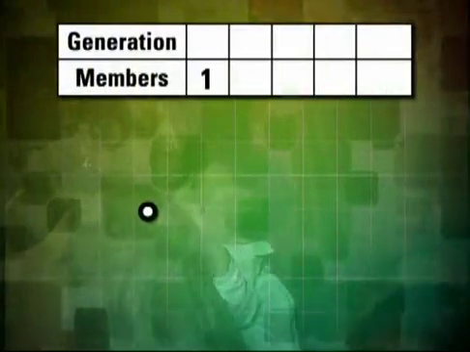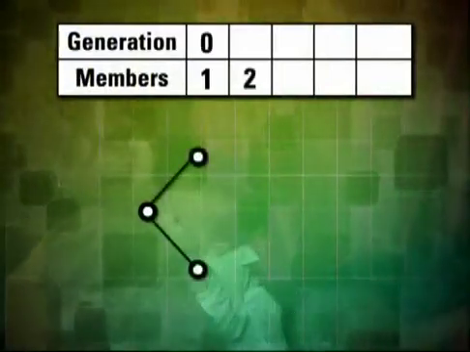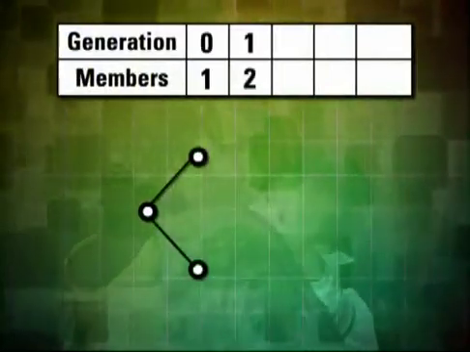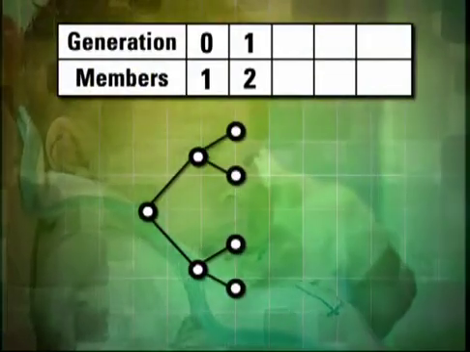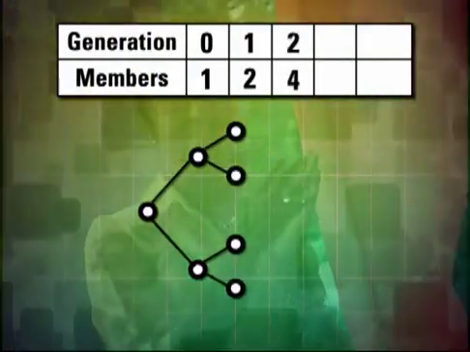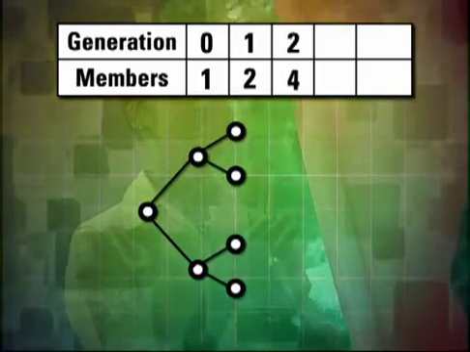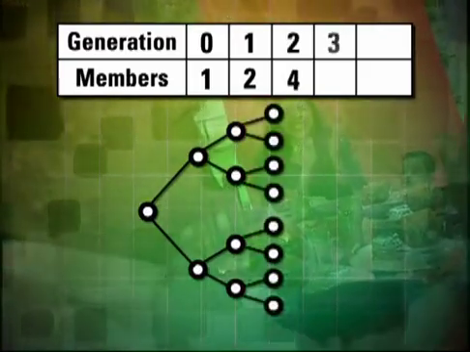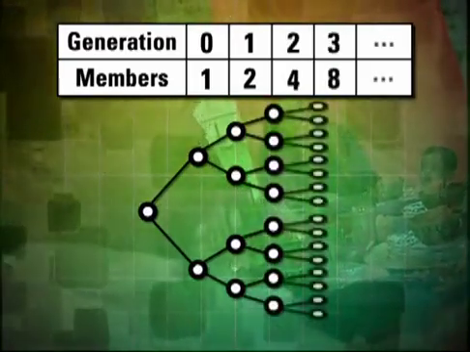Start with Shelley. Let's call her Generation 0. She has 2 children, the first generation. Shelley's children have 2 kids each, so there are 4 members in the second generation. Each of the 4 of them also has 2 offspring, so Generation 3 is a party of 8, and so on. 1, 2, 4, 8, these numbers form a clear pattern.